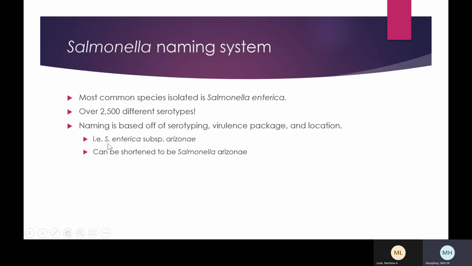But the way we're going to put it is Salmonella enterica, subspecies Arizoniae. From that, I can tell you that it's a Salmonella species that probably originated in Arizona. Sometimes they're named after people, sometimes it's named after patient zero, sometimes it's named after a virulence package that's associated with them. That's just kind of how the nomenclature goes.